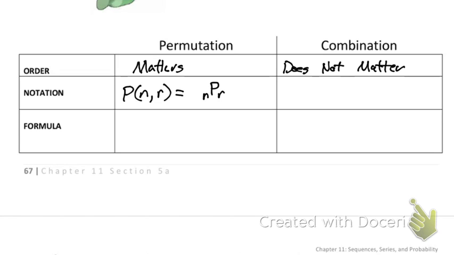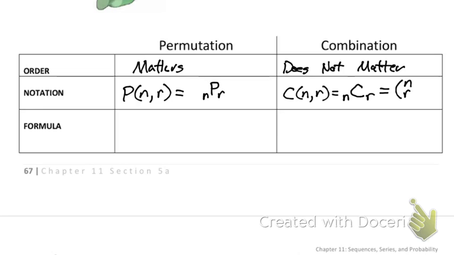Combination actually has 3 different ways to write it. The first way looks exactly like permutation except for with a capital C. We're going to have N and R. The next one looks a lot like the permutation as well, where you have a capital C and the N and the R flanking it. The last one is slightly different.